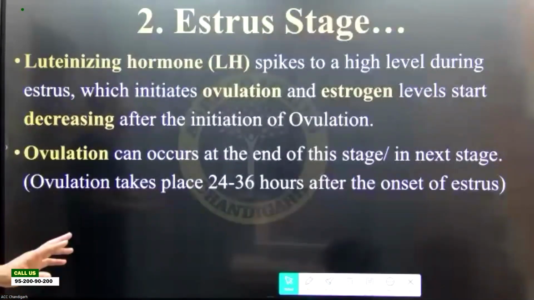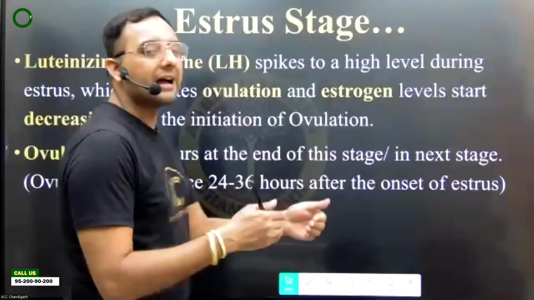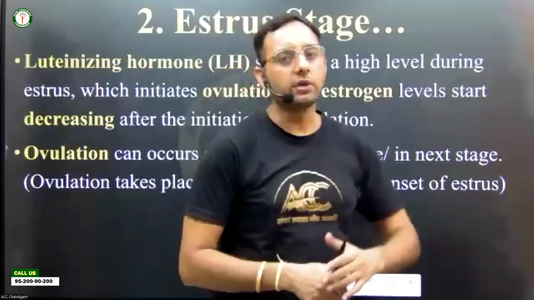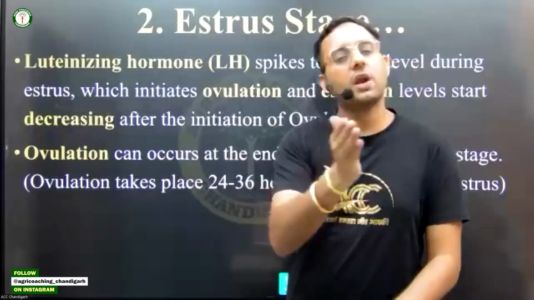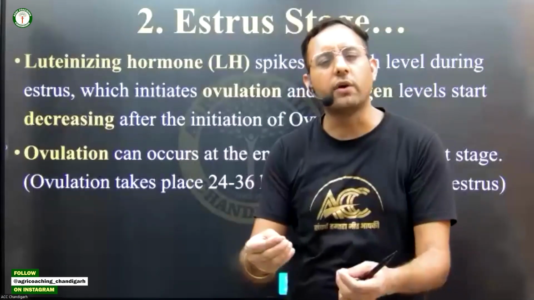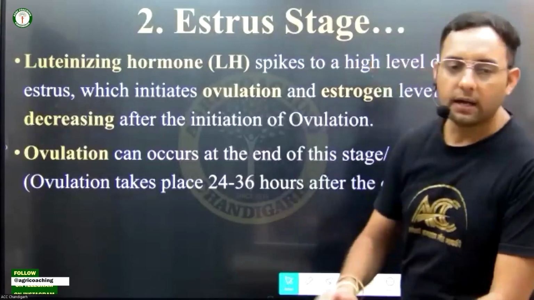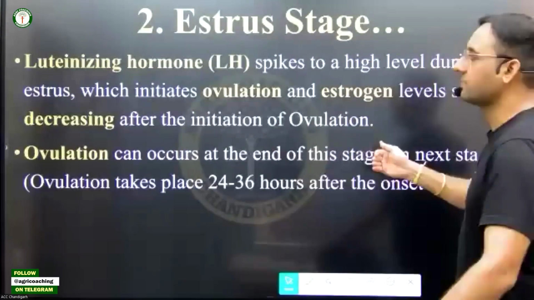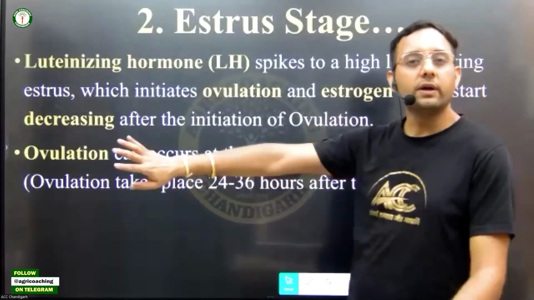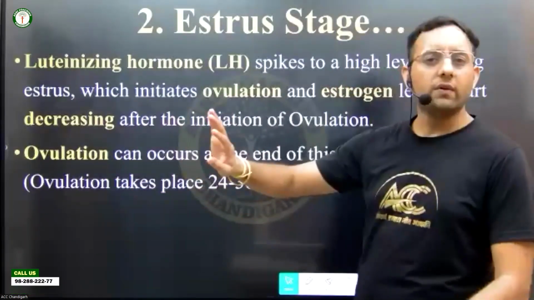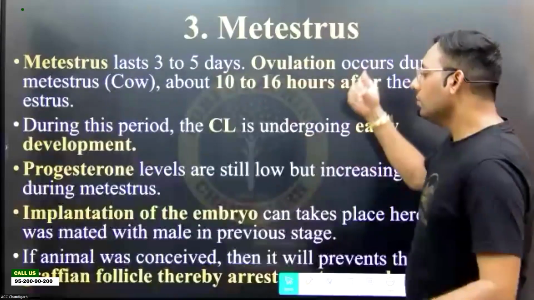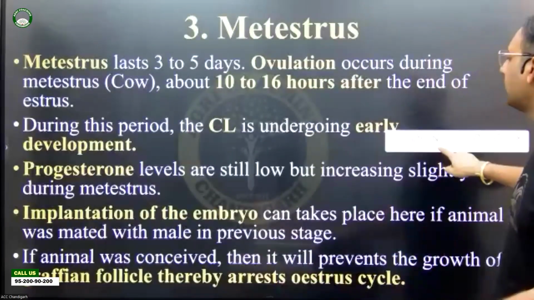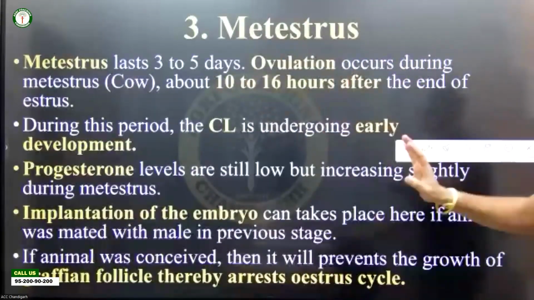I hope you guys are clear about this statement, that from the start, ovulation will take 24 to 36 hours. But if you count from the end of the estrus stage, within 12 to 14 hours ovulation will occur, but ovulation will occur in the next stage. Now heat is over, the work of the follicle is over, and the estrogen level is over. Now let's continue with another phase and the third stage, because the follicular phase is over.